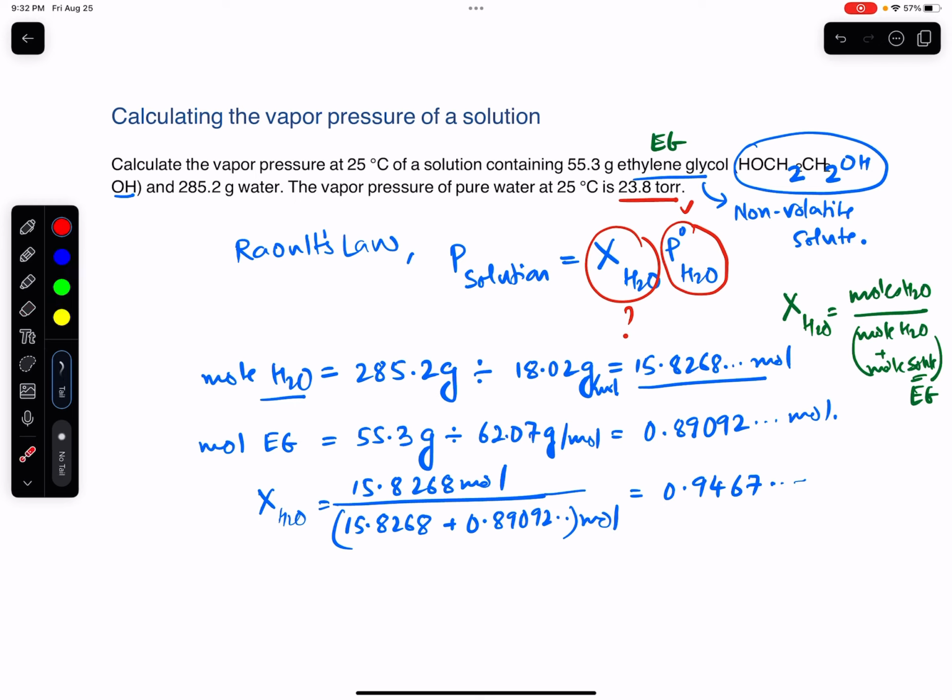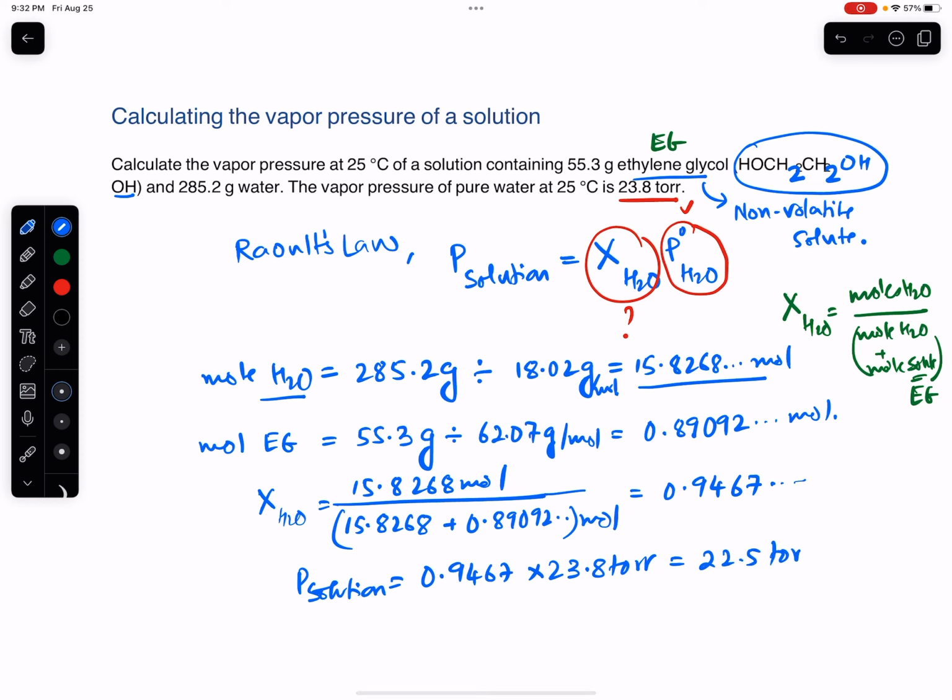So at this point in time, we have everything we need to plug into this formula out here. So we figured out the mole fraction. Now we just have to multiply the two together. So P solution is equal to 0.9467 times 23.8 torr. And that gives us an answer of 22.5 torr.